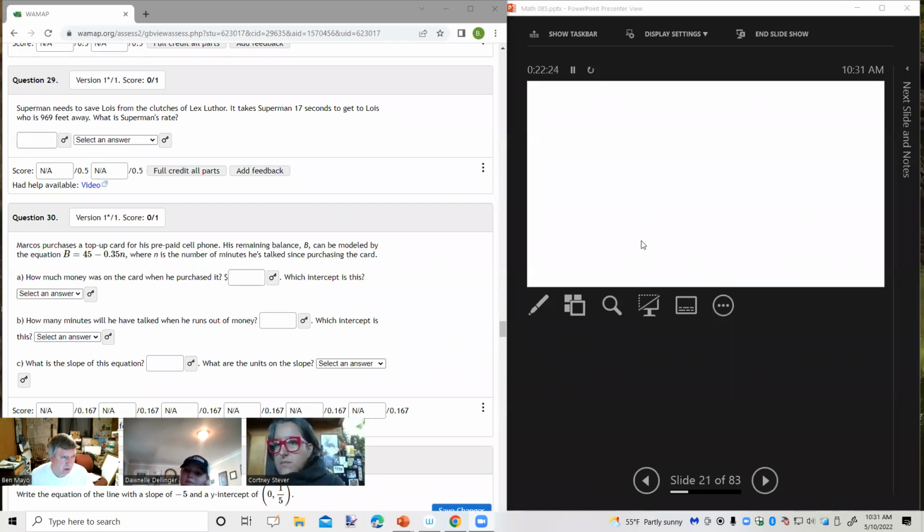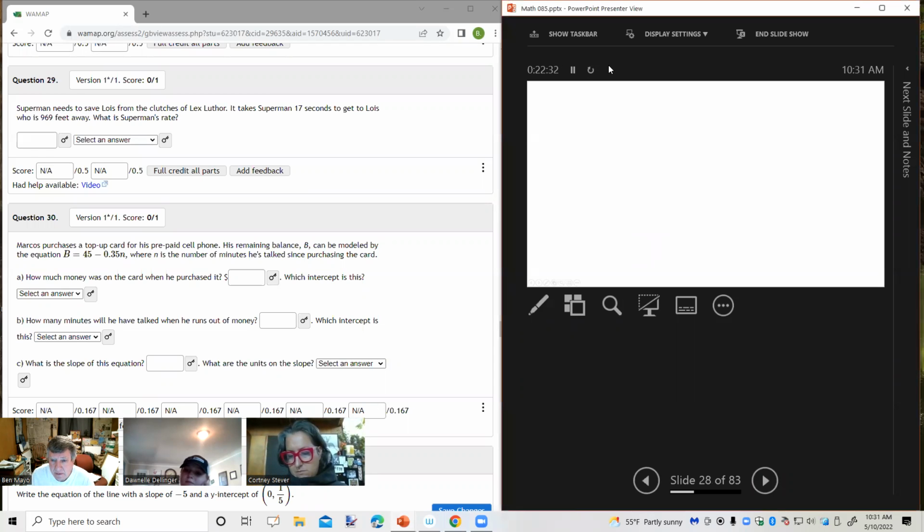The first question we're going to look at is from the chapter review. This is question number 29. Let's see if I can get this thing to write on there. Here we go. Number 29. Superman needs to save Lois from the clutches of Lex Luthor. It takes Superman 17 seconds to get to Lois, who is 969 feet away. What is Superman's rate?